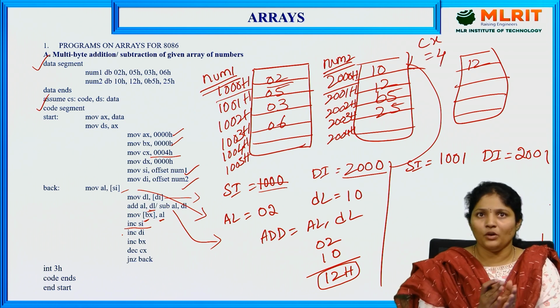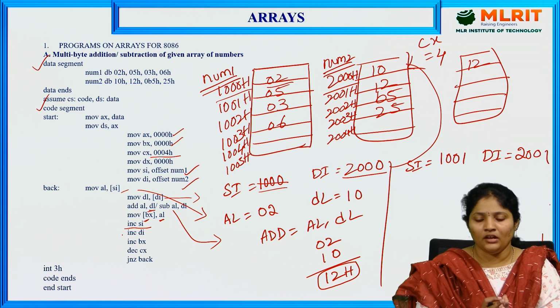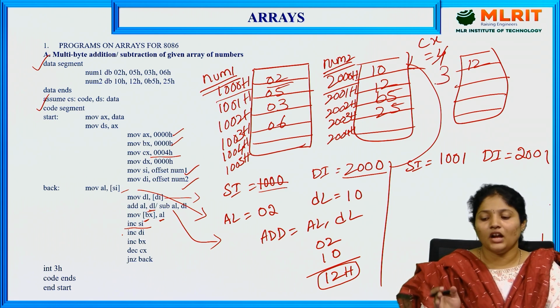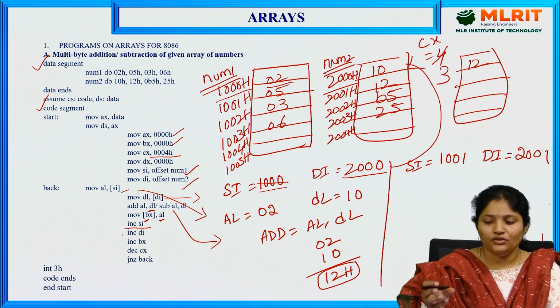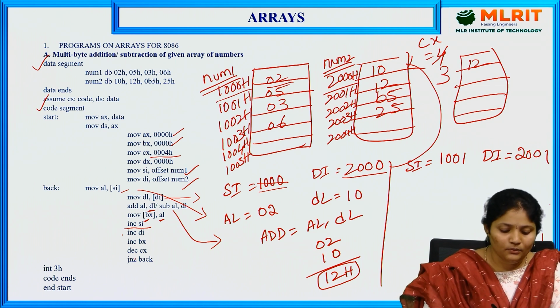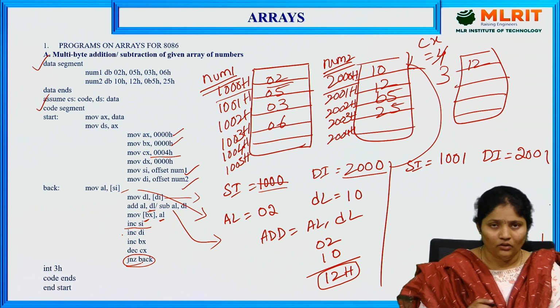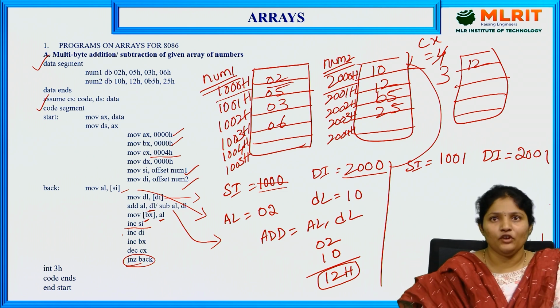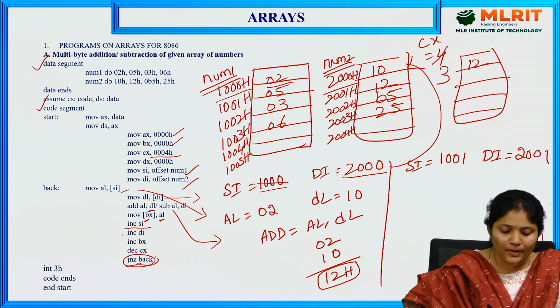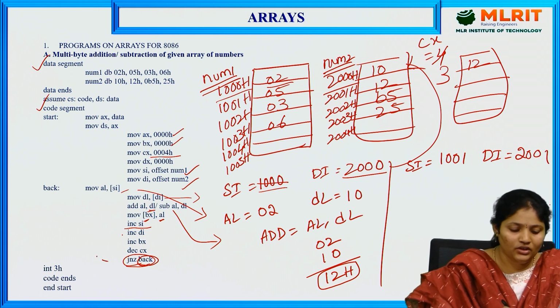Already we have performed one operation between our numbers, so the count will be decremented by 1. So the count is 3. We need to check whether the count is 0. No, the count is not 0. So it will move to JNZ, jump if not zero. It will check the CX register. If it is not 0, it will move back to the label back.